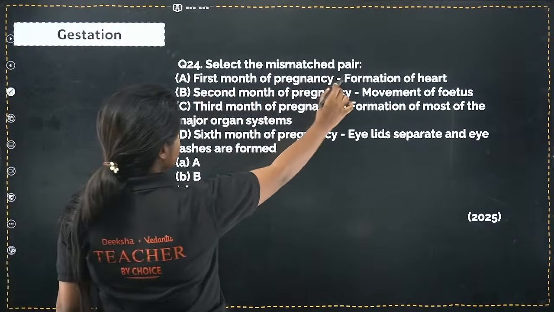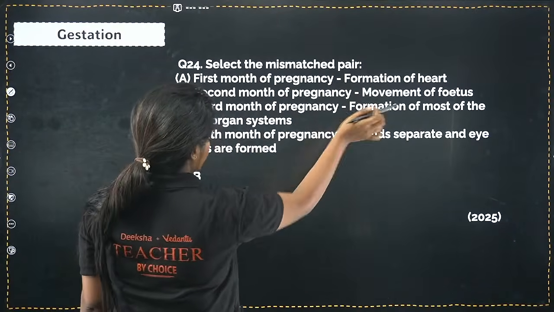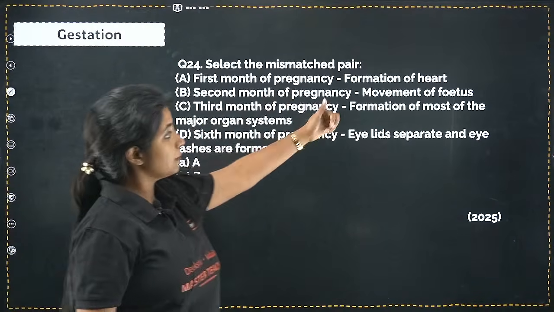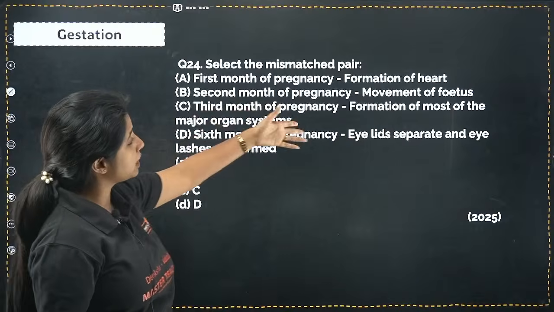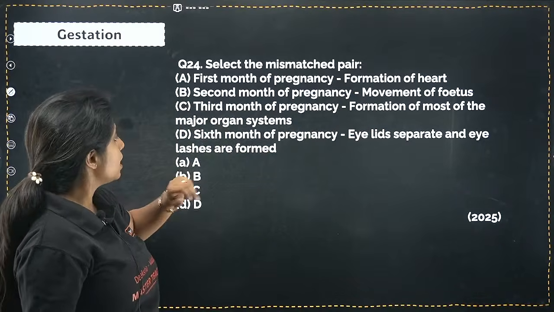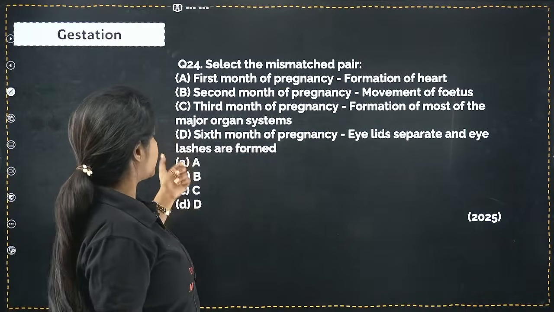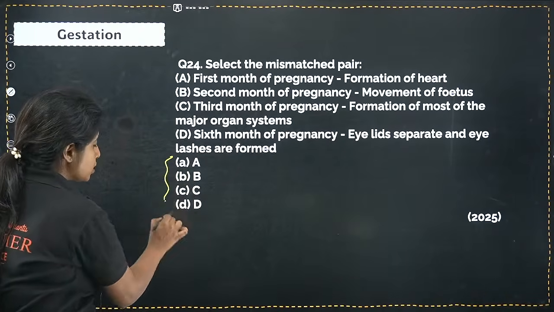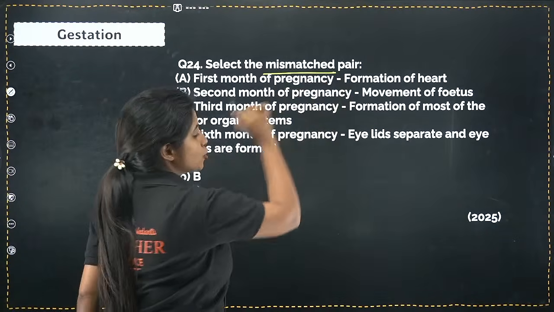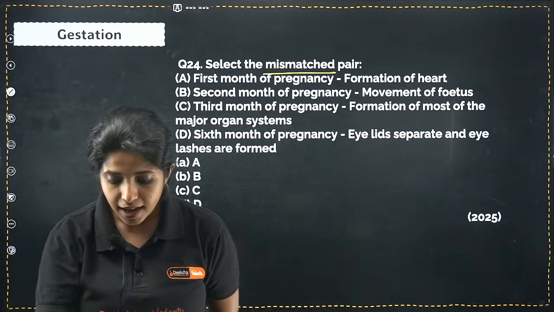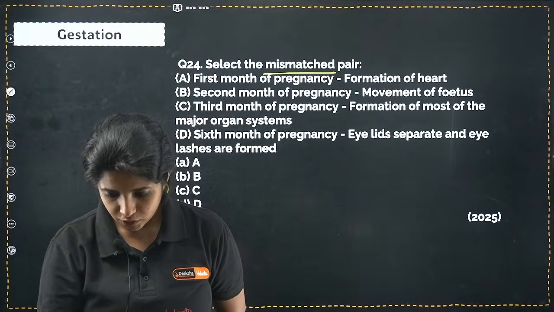24th question. Select the mismatched pair. First month of pregnancy, formation of heart. Second month of pregnancy, movement of fetus. Third month of pregnancy, formation of most of the organ system. 6th month of pregnancy, eyelids separate and eyelashes are formed. You have to find the mismatched pair. So, tell me.